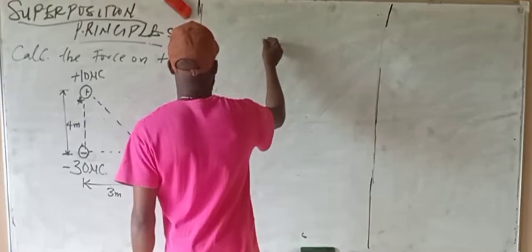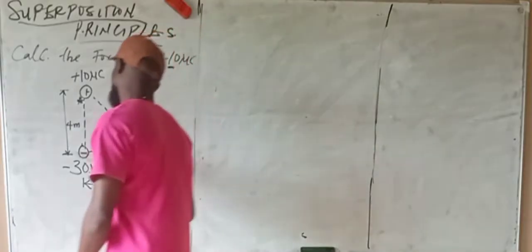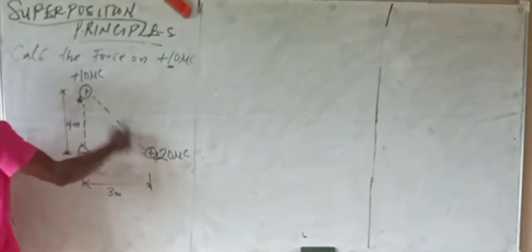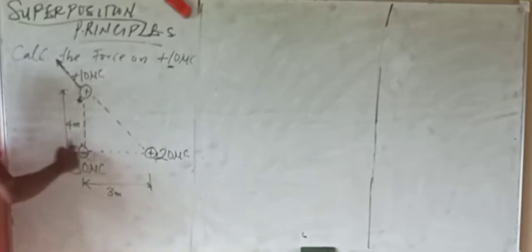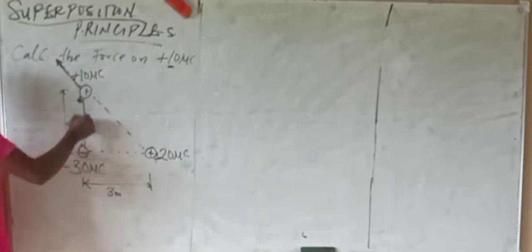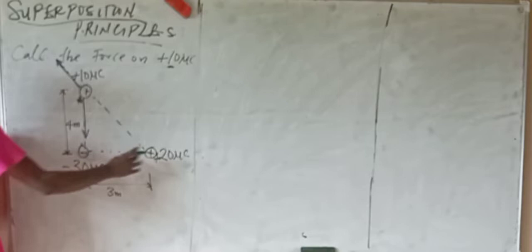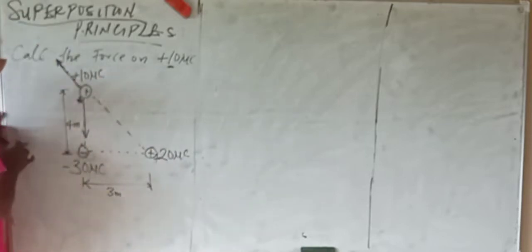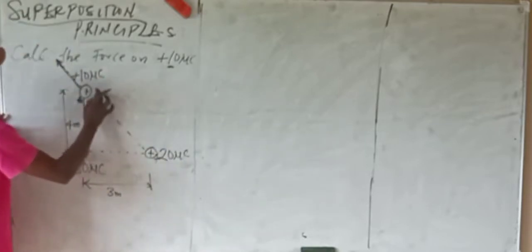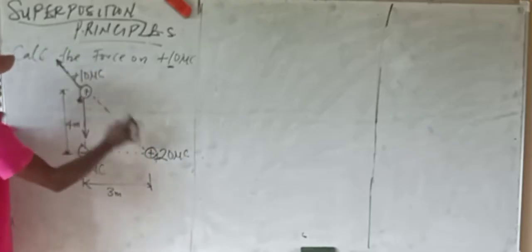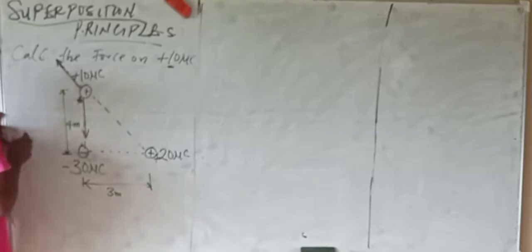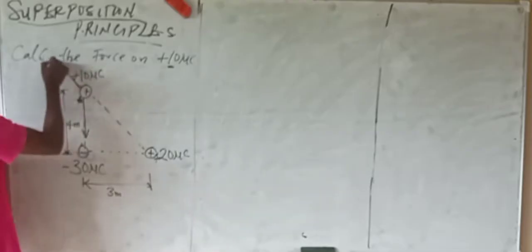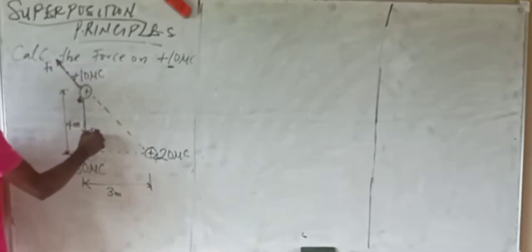So look at where we are having the force here. This one will be repelling this one upwards, like this. This one will be attracting it. If you are following, this one will try to repel this one upwards, while this other one will attract it toward itself. So we're going to call this one F1 and this one F2.